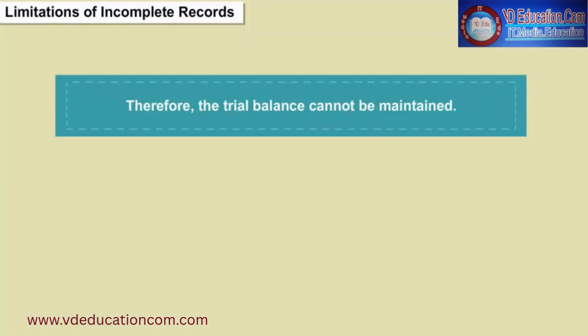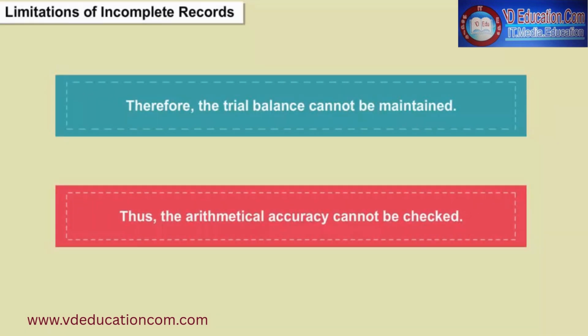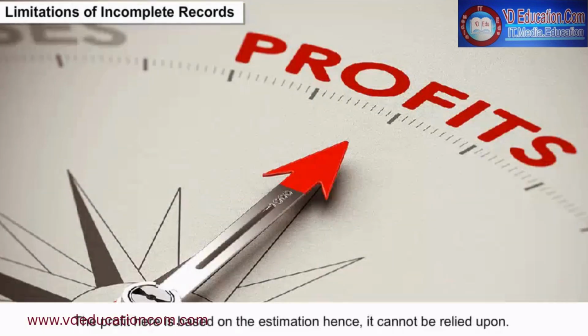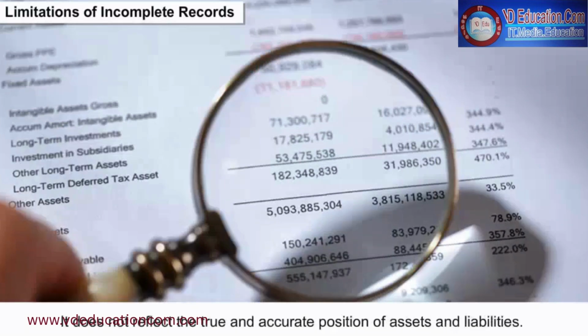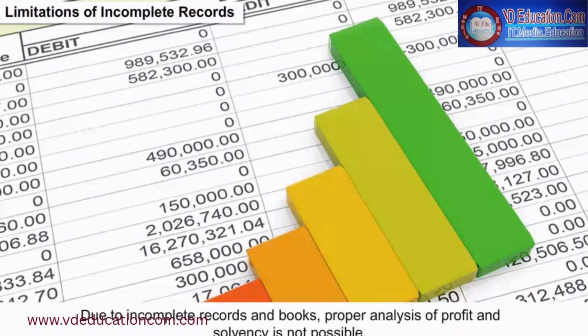Therefore, the trial balance cannot be maintained. Thus, the arithmetical accuracy cannot be checked. The profit here is based on estimation, hence it cannot be relied upon. It does not reflect the true and accurate position of assets and liabilities. Due to incomplete records and books, proper analysis of profit and solvency is not possible.